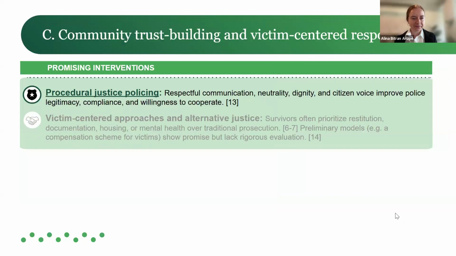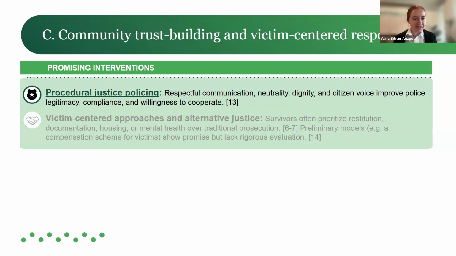Next slide, please. And then in the community trust building and victim-centered responses, we first have procedural justice policing. This is a very well-tested intervention. That's kind of the gold standard in some of the other fields. It includes respectful communication, neutrality, dignity, citizen voice. This has been shown to improve police legitimacy, compliance, and willingness to cooperate. What we don't yet know is whether this also applies to the human trafficking space and whether this could help improve human trafficking reporting specifically. So something that we would be interested in testing and adapting.